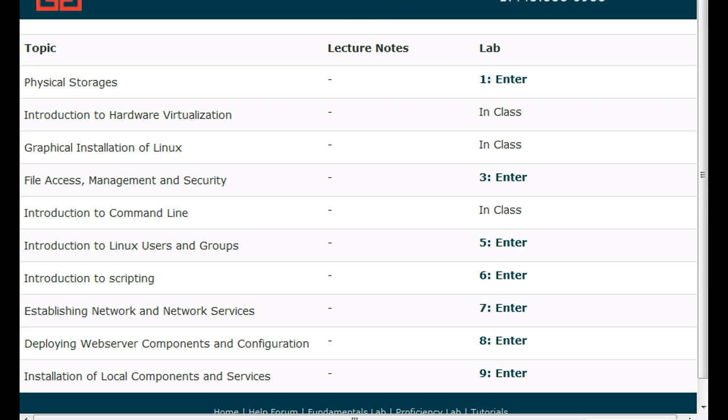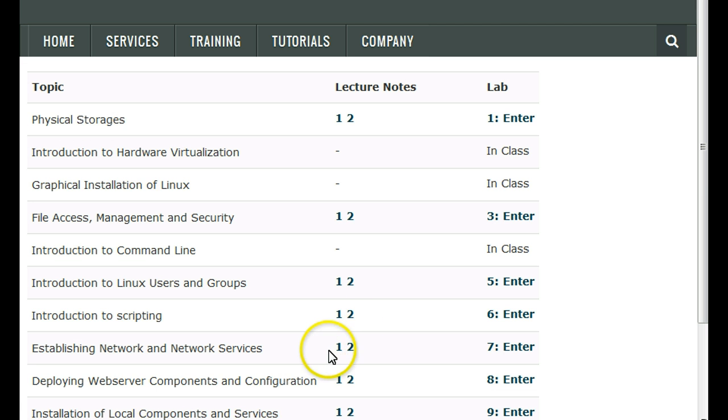Now for today, we'll go to our website and we will be looking at establishing network and network services. There are two parts to networking, as we explain it on this website. The first one is the big picture stuff, which is just a general overview of how computer networking works.